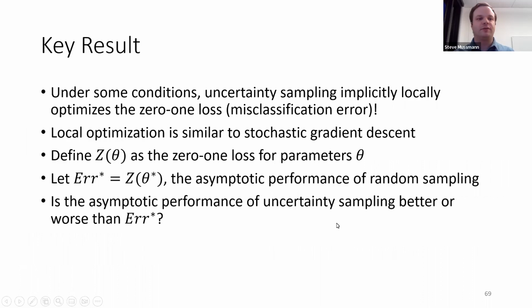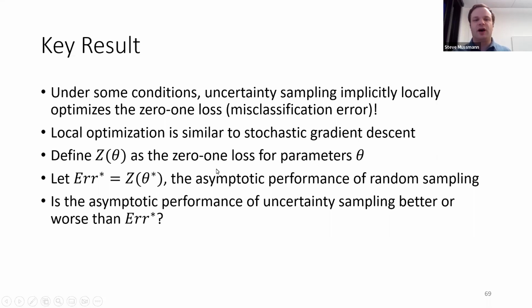I'll fast forward to the result that under some conditions, uncertainty sampling implicitly locally optimizes the 0-1 loss, that is the misclassification error. So this is perhaps surprising. Uncertainty sampling at every stage is labeling a point and minimizing the convex loss, labeling a point, minimizing the convex loss. What it's implicitly doing, mathematically, is optimizing the 0-1 loss locally. And this local optimization, you can think of it as similar to stochastic gradient descent.